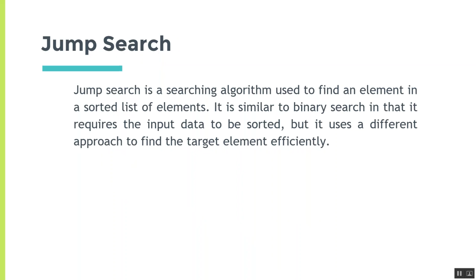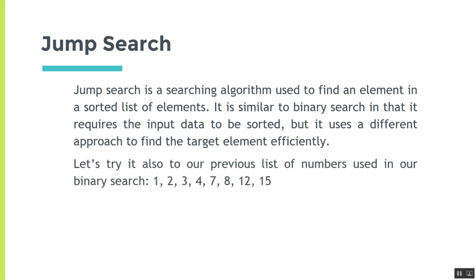Jump search is a searching algorithm used to find an element in a sorted list of elements. So this is just like a binary search that requires the input data to be sorted. But it uses a different approach to find the target element efficiently. Okay, so let's try it also on our previous list of numbers used in our binary search. So we also have 1, 2, 3, 4, 7, 8, 12, 5.